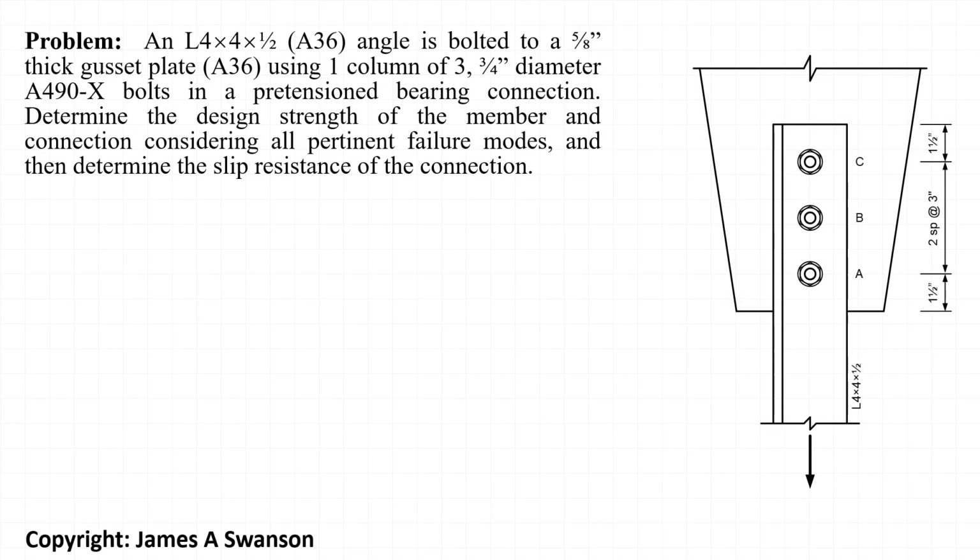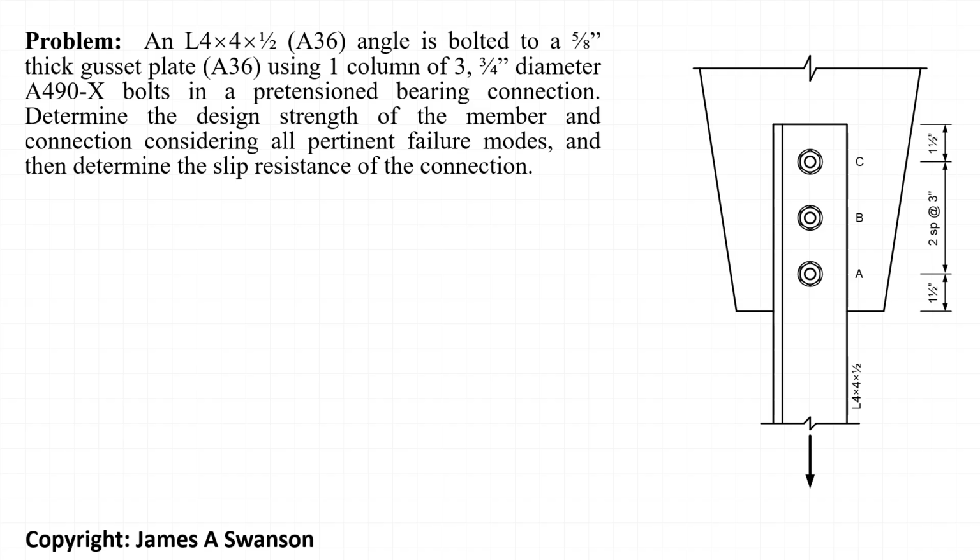In this example, an L4 by 4 by half angle is bolted to a 5/8 inch thick gusset plate using three 3/4 inch diameter A490X bolts in a pretensioned bearing connection. The angle and gusset plate are both made out of A36 steel.